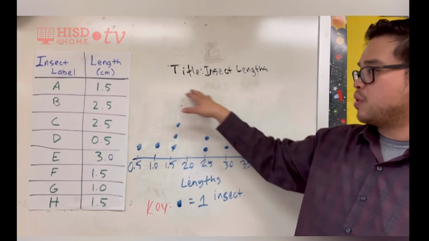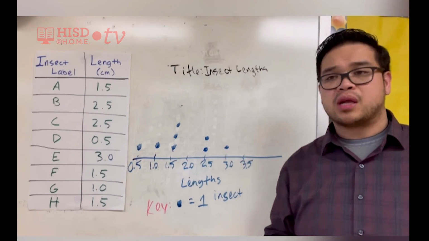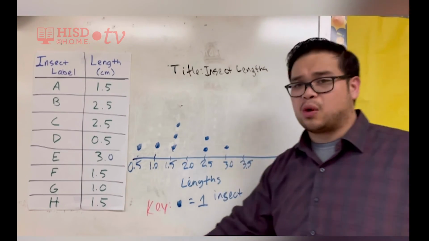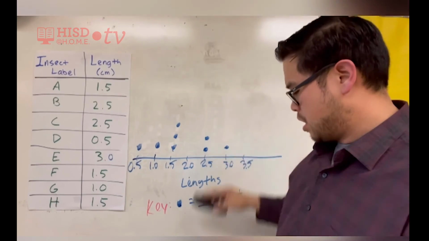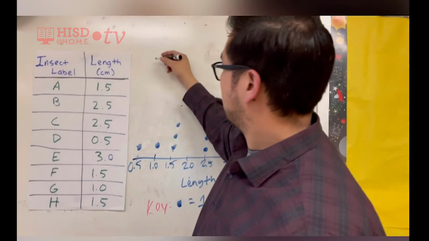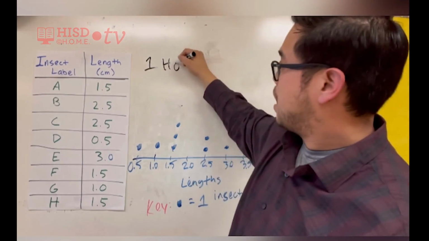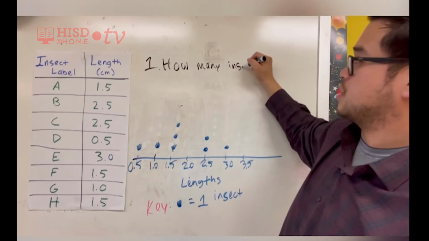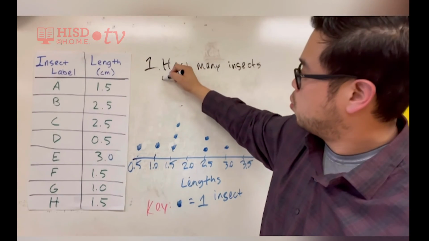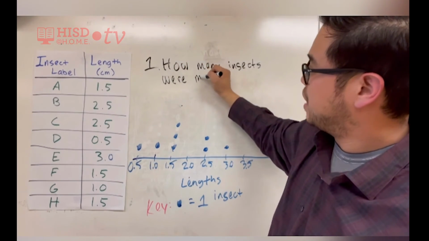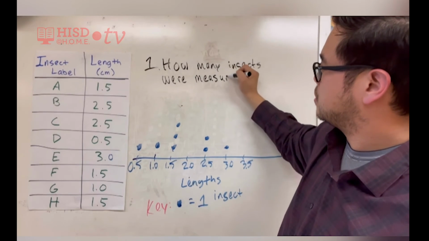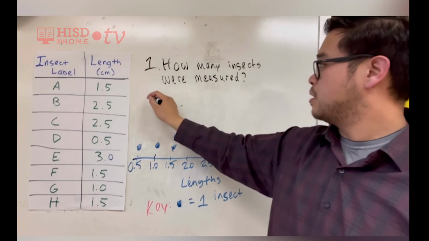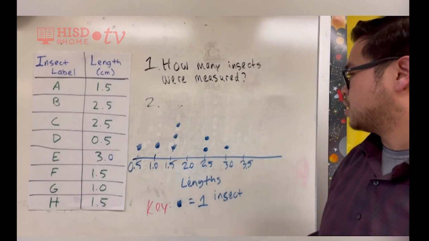This helps you answer any questions that you may have. So I'm going to write 2 questions here for you to solve. Actually, I'm going to erase some of this so that way there's room. Our first question is, how many insects were measured? That's our first question.